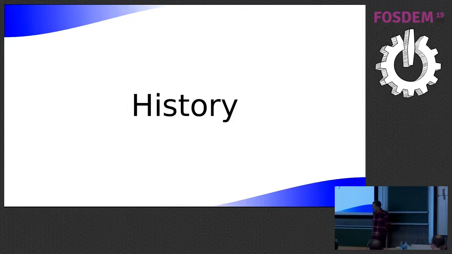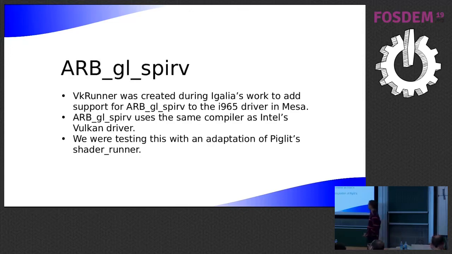So just a bit of history. Why did we start working on this? Igalia has also been working on adding SPIR-V support to Intel's OpenGL driver. That's via the ARB_gl_spirv extension. On the Intel i965 driver, the compiler for OpenGL SPIR-V and Vulkan SPIR-V is the same compiler.